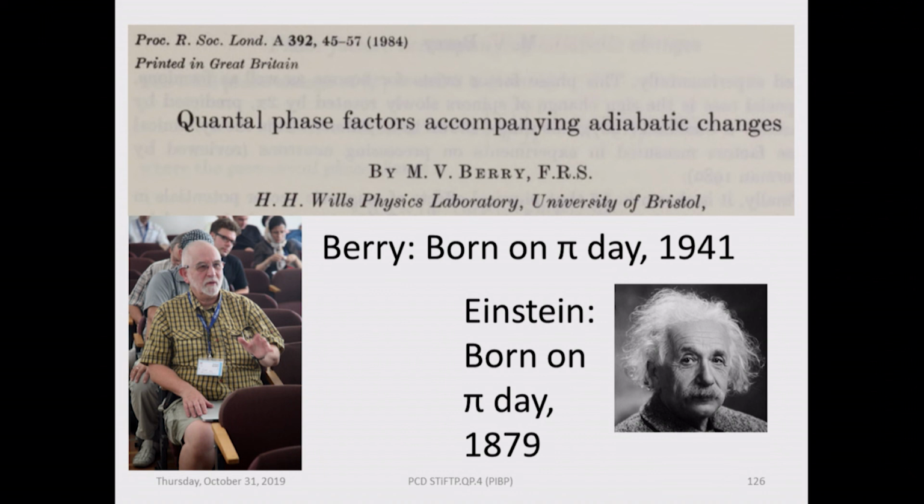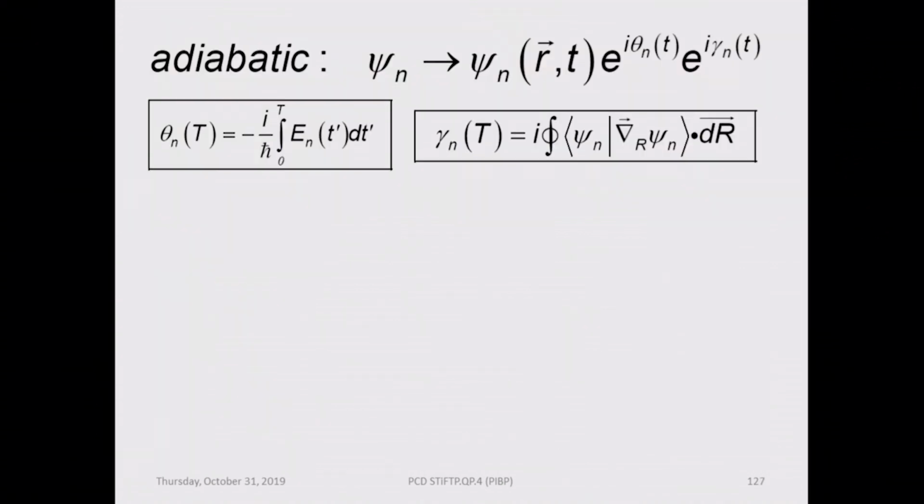So, Berry was born on pi day. You know what is pi day? Everybody knows. So, pi is approximately 3.14. So, March 14th, third month, 14th day of March is called the pi day, and Berry was born on pi day, and so was Albert Einstein. So, which is why pi day is so important. And this is a classic paper, Quantal Phase Factors Accompanying Adiabatic Changes, by Michael Berry in 1984, Proceedings of the Royal Society of London.